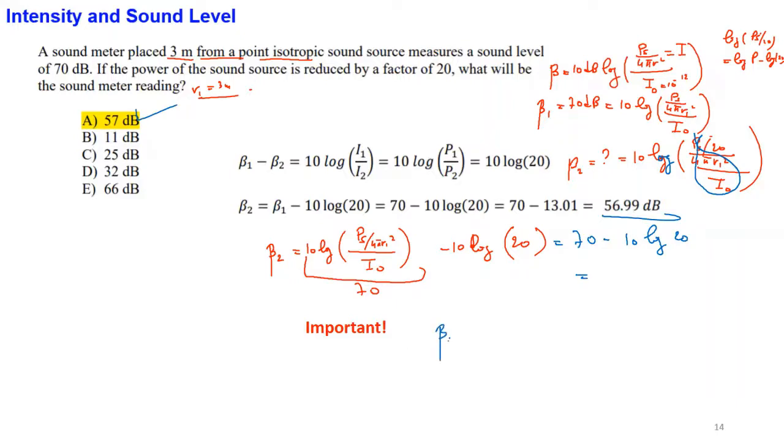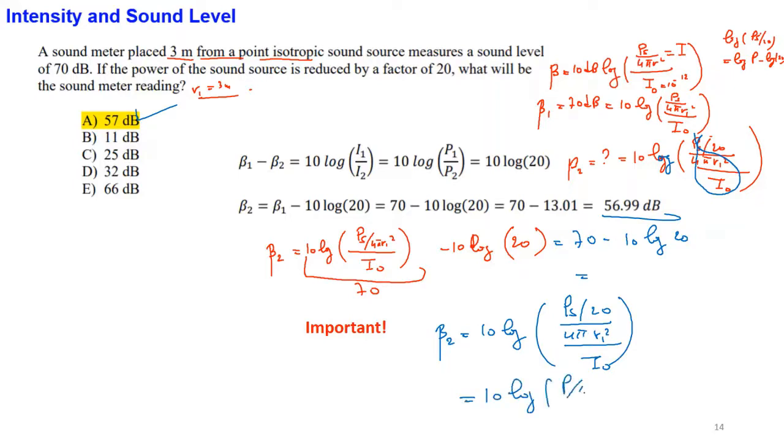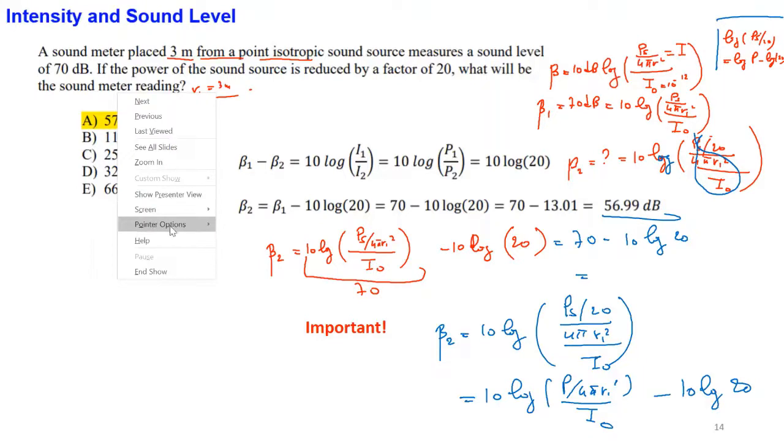So beta 2 is 10 log of PS divided by 20 divided by 4 pi r1 square divided by I naught. So you agree that this is 10 log of PS divided by 4 pi r1 square divided by I naught, minus 10 log of 20, just by using this. Anyway, so straightforward.